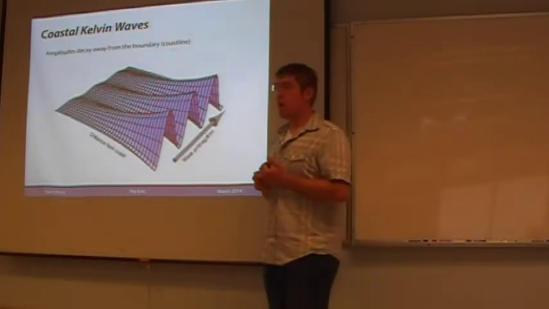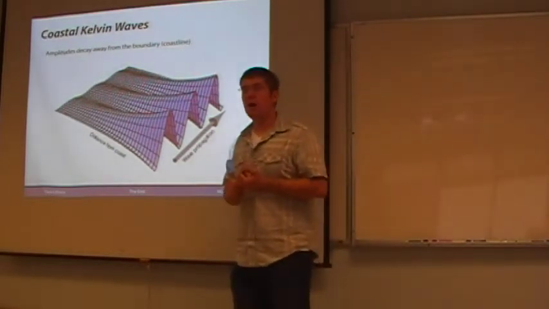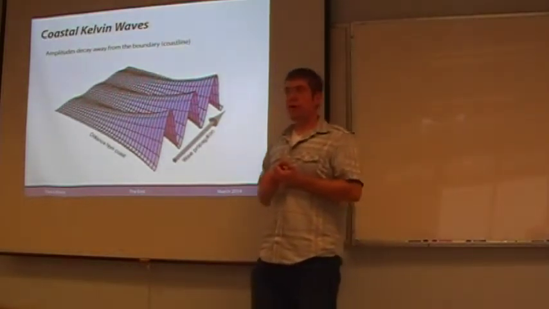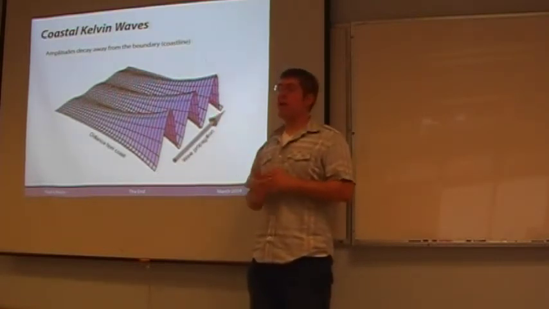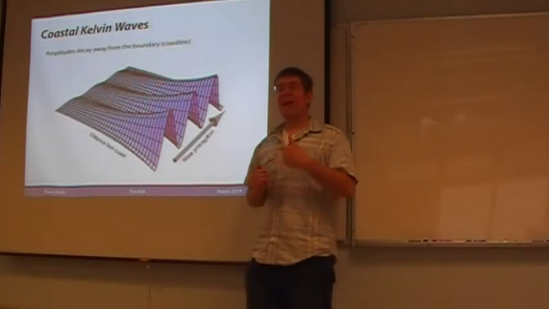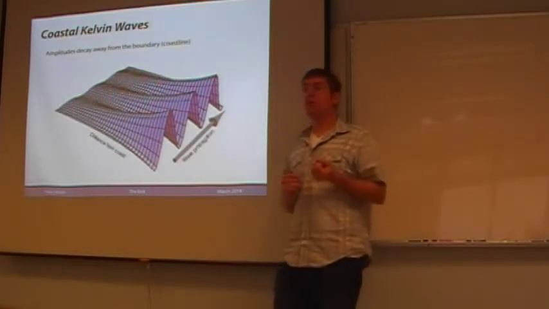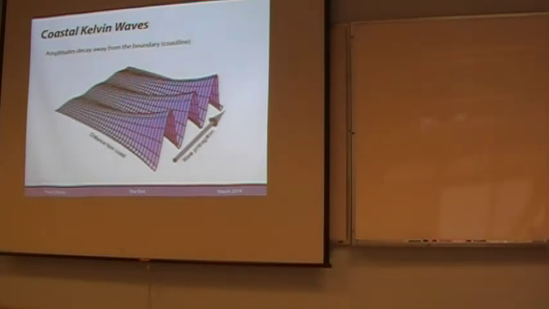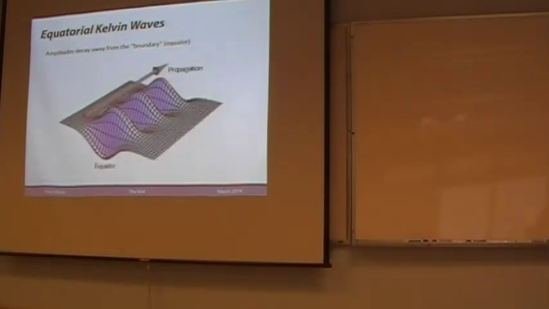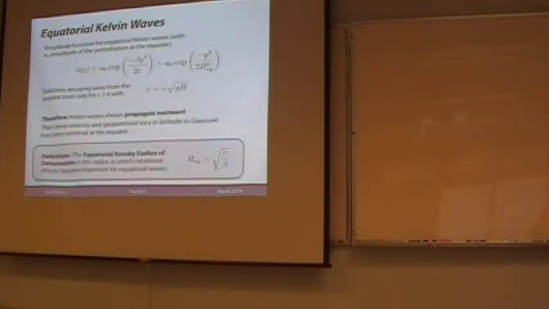Kelvin waves can only propagate in one direction. They are trapped waves, so they're associated with a particular boundary, either being a coastline or the equator itself, with exponential decay in the magnitude of the wave as you get away from that boundary. Both coastal Kelvin waves and equatorial Kelvin waves satisfy this character of trapped waves.